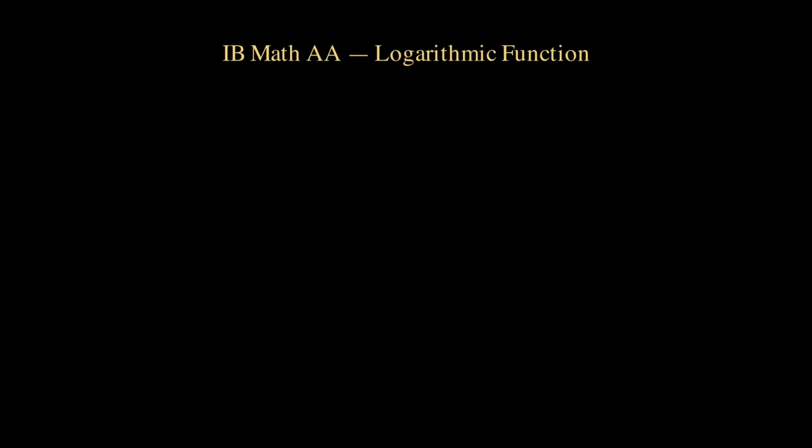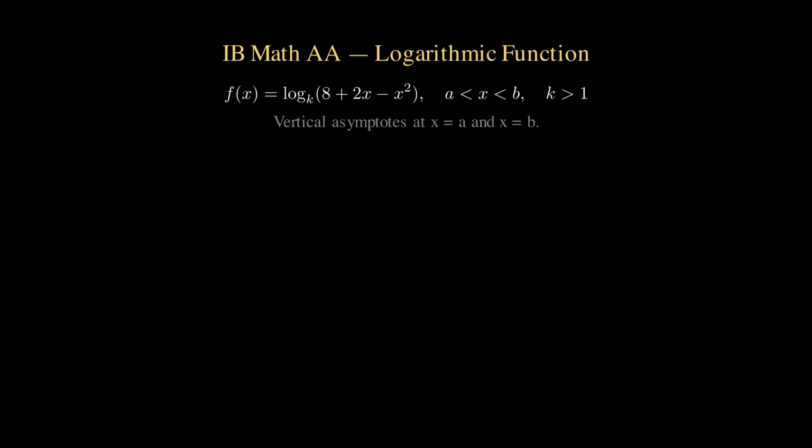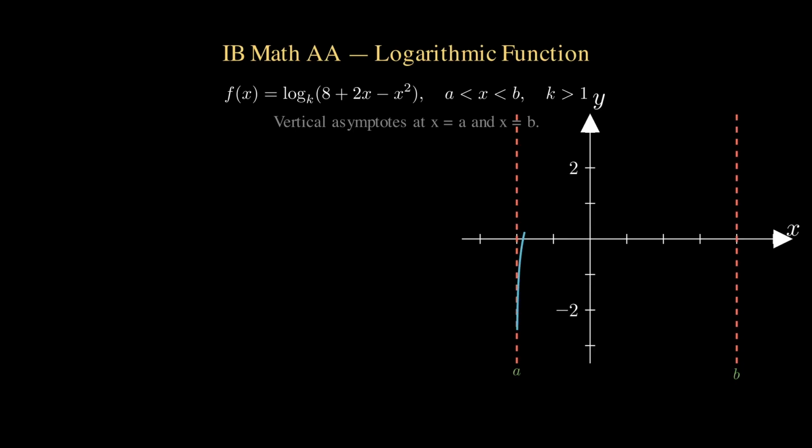Today, a logarithmic function question, IB style. Consider the function f of x equals log base k of the quantity 8 plus 2x minus x squared, where a is less than x is less than b, and k is greater than 1. The graph of f has vertical asymptotes at x equals a and x equals b.